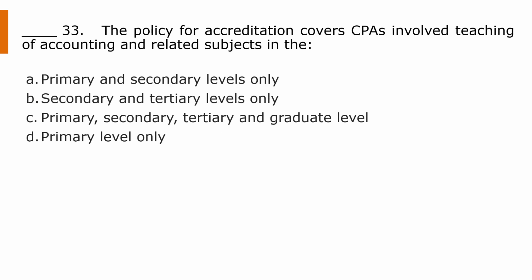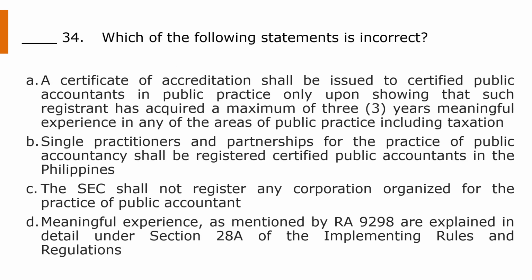Number 33, the policy for accreditation when you talk about accreditation for CPAs in the academe, okay, covers, is it primary and secondary level only? Is it secondary and tertiary level only? Is it primary, secondary, tertiary, and graduate level, or is it primary level only? Can you imagine teaching accounting in the primary level in the elementary years in basic education? But according to the BOA resolution on accreditation of teachers, it covers all levels: primary, secondary, tertiary, and graduate level. What do you think about teaching accounting in the nursery level? Regardless. So, anyway, it's in all levels. So, Charlie for 33.